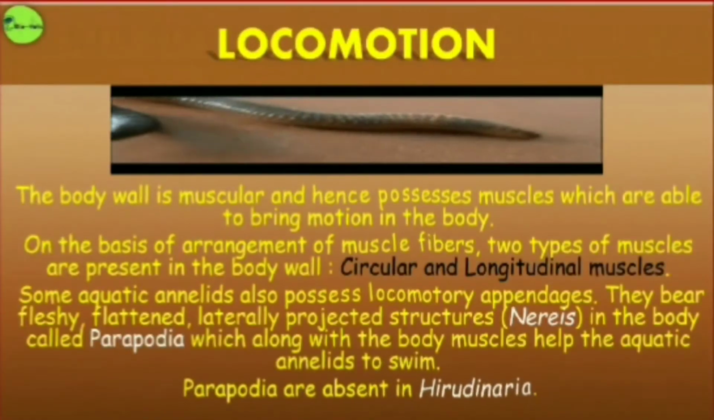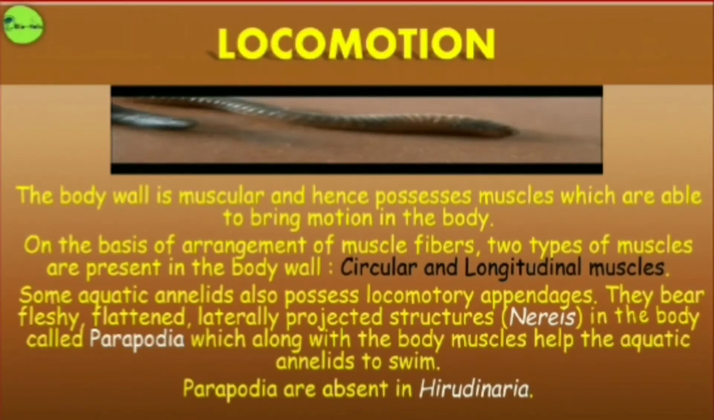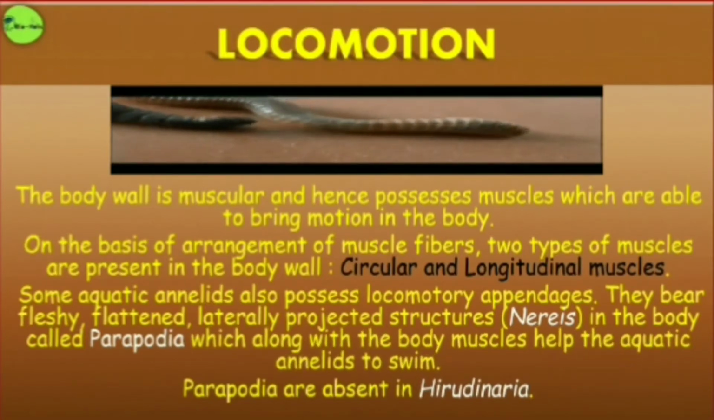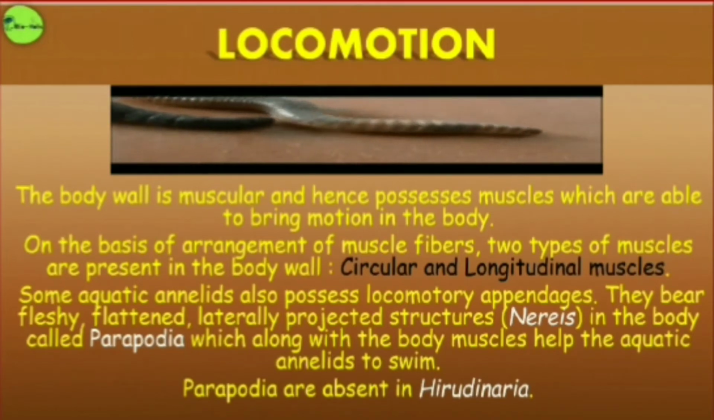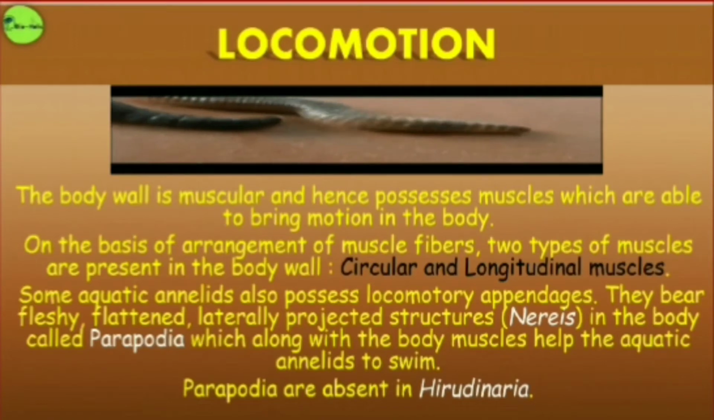Now the locomotion. So the body wall is muscular and hence possesses muscles which are able to bring motion in their body. On the basis of the arrangement of muscle fibers, two types of muscles are present in their body wall, like the circular muscles and the longitudinal muscles.